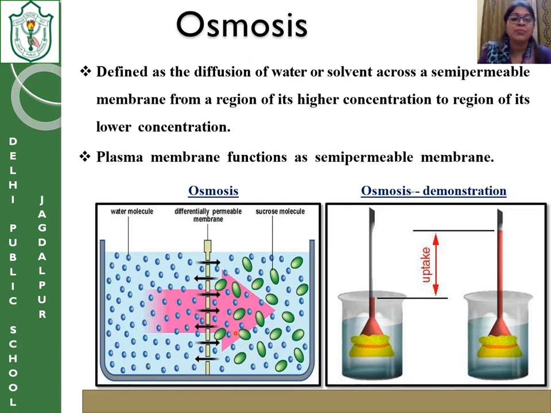So what will happen? Water molecules will start moving this side, and some of the sucrose molecules will also start moving this side. But the massive movement will be from this side to this side, because the water concentration is higher here and lower here. So the movement of the solvent will be this side, and some of the solute molecules will move this side. Okay, understood?